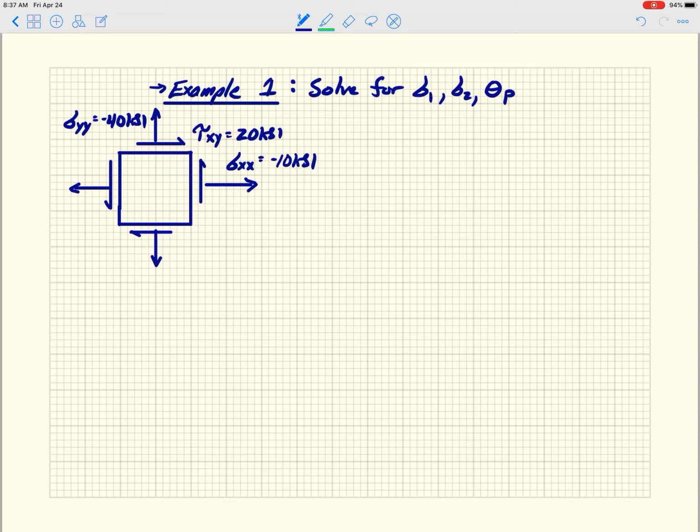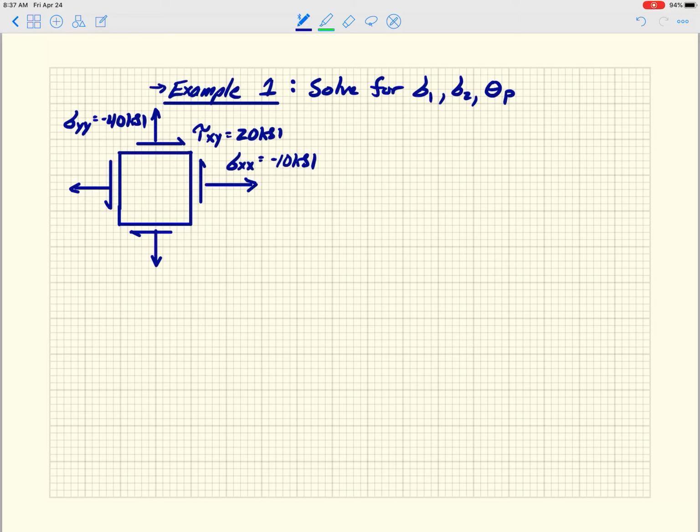All right, so this one we're going to just start with an example. I might do two in this video and then do two more. You'll see after a while that they're all more or less the same once you get the hang of them. So here's the state of stress on the left.